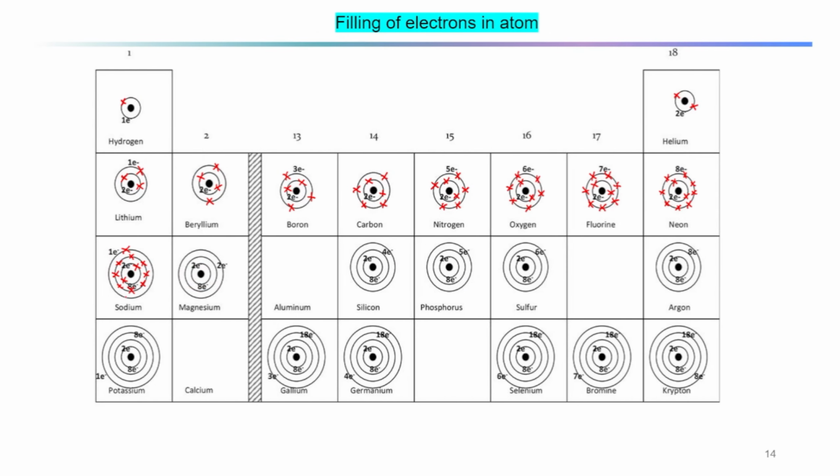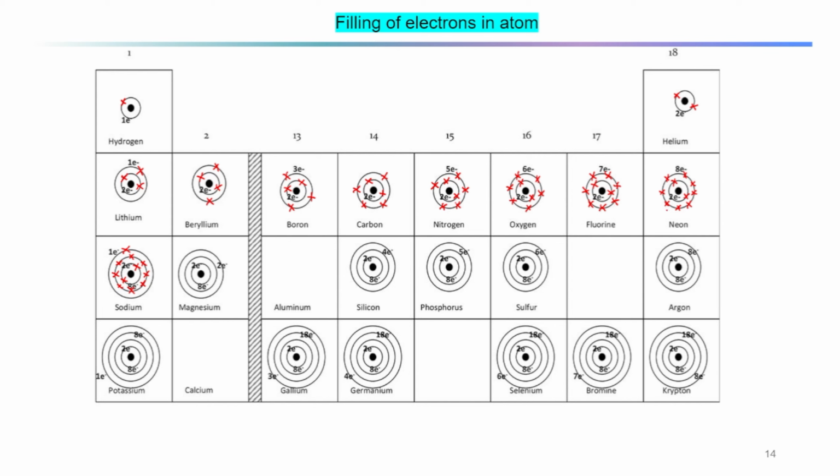Here you can see the putting of electrons. For example, in hydrogen there is 1 electron. In helium we have put 2 electrons. Now when we add another electron in the case of lithium, that goes and takes the second orbit. Now we put electrons 1 by 1 in the second orbit: 5 electrons in the case of nitrogen, 6 in oxygen, 7 in fluorine, and 8 electrons in the second orbit in the case of neon.